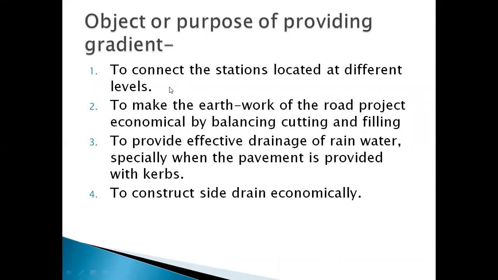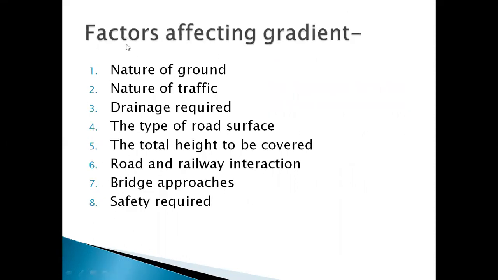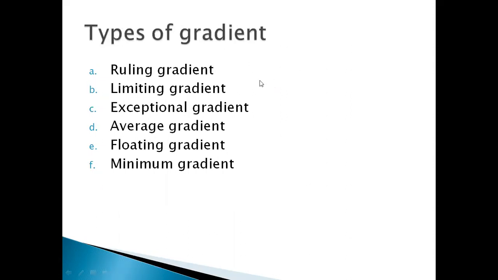Then next is the object or purpose of providing gradient. Remember these four objects of providing gradient. Then after that we saw the factors affecting gradient. There are 8 factors which can affect the gradient of a road. Then next is types of gradient. There are 6 types of gradients.